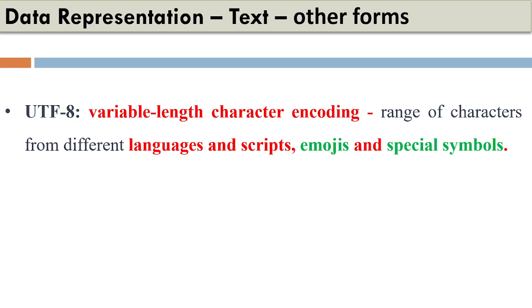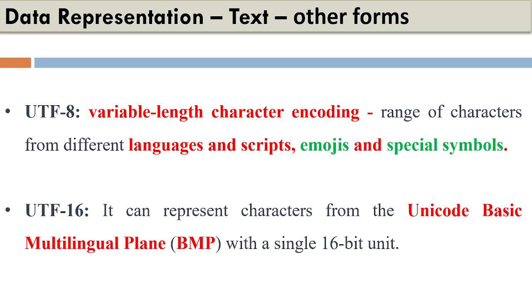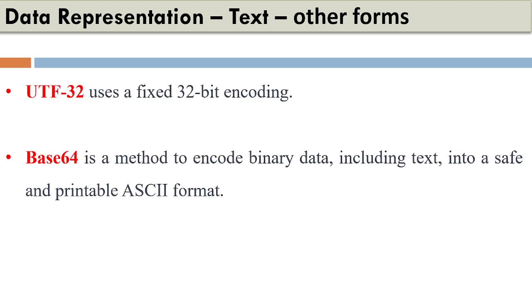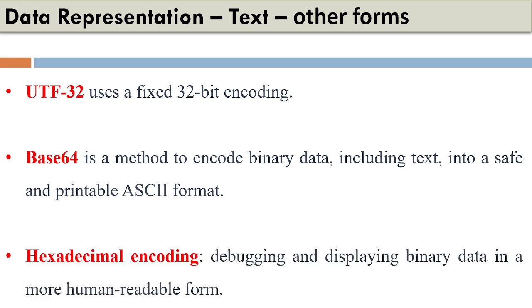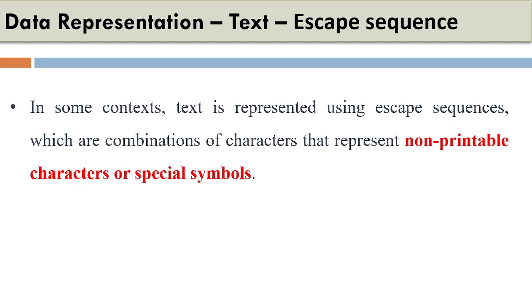Now, there are other formats also. We have UTF-8. It's a variable length character encoding. Basically, it can represent characters from different languages, scripts, emojis, and special symbols. Then we have UTF-16. It represents characters from the Unicode Basic Multilingual Plane (BMP) with a single 16-bit unit. Then we have UTF-32, and we have Base64. These are methods to encode binary data into a safe and predictable ASCII format. Then we have hexadecimal encoding.